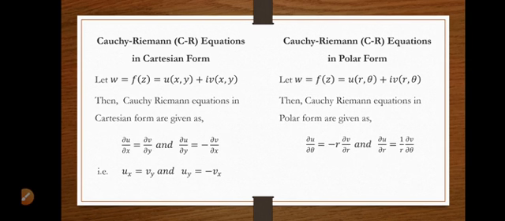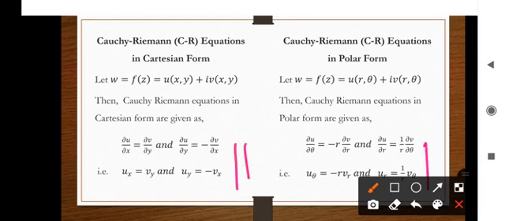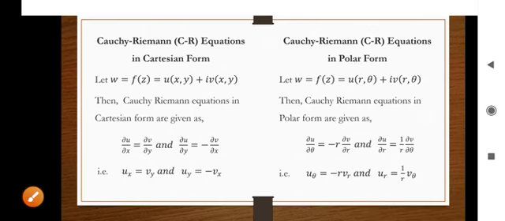dou v by dou r, and dou u by dou r equal to 1 upon r dou v by dou theta. The same can be written as u theta equal to minus r dou v by dou r, that is vr, and ur equal to 1 upon r v theta. So you should remember these two results, that is CR equations in Cartesian form and in polar form, while solving the examples from this topic, that is analytic functions. Also, in case of harmonic function, you require these results.